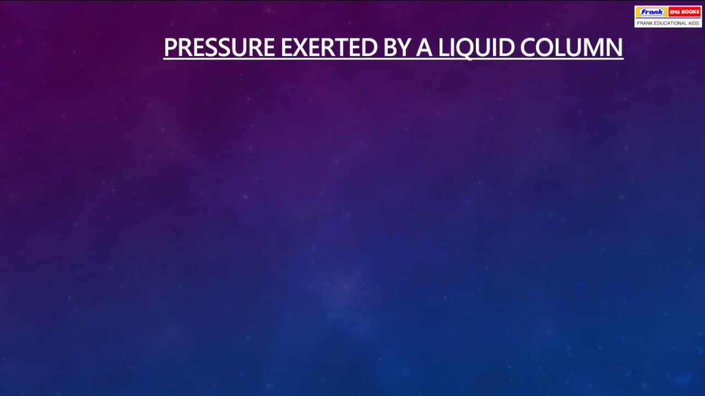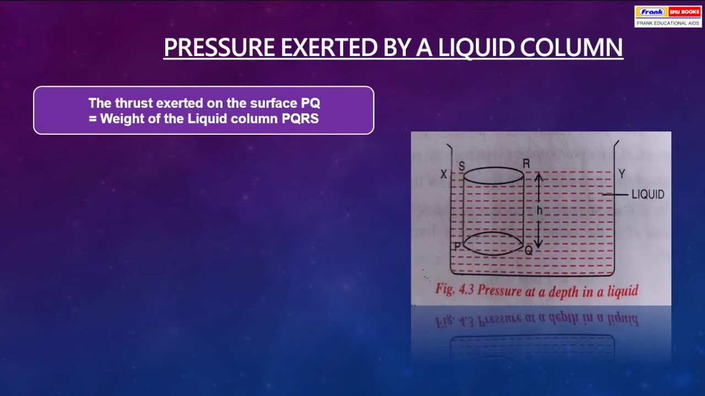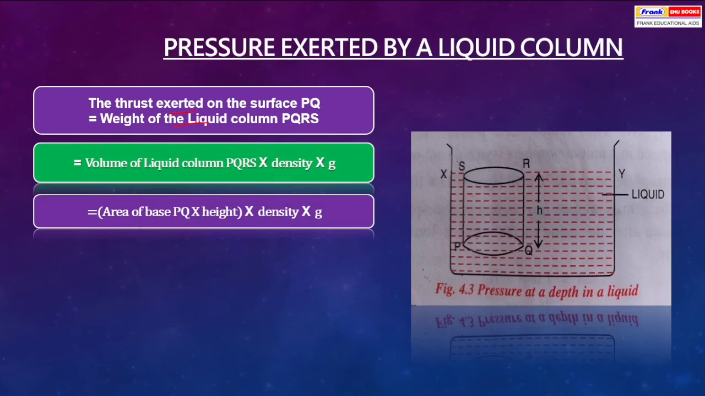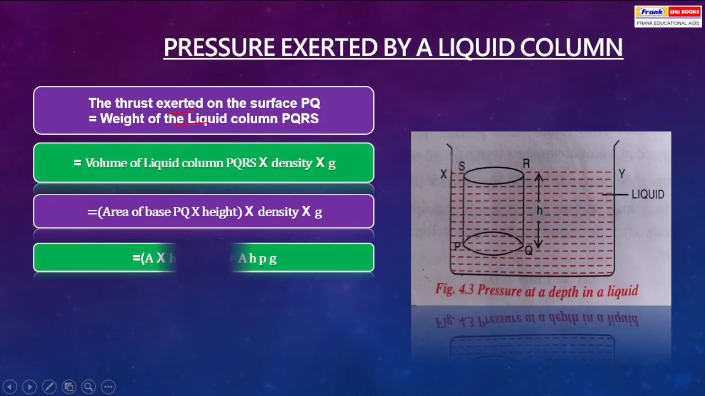Pressure exerted by a liquid column. The thrust exerted on the surface PQ equals the weight of the liquid column PQRS, which equals the volume of liquid column PQRS into density into g, which is area of base PQ into height into density into g, and hence we have the formula A h ρ g to calculate the thrust exerted by a liquid column.